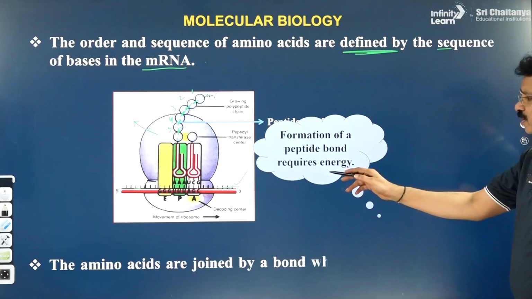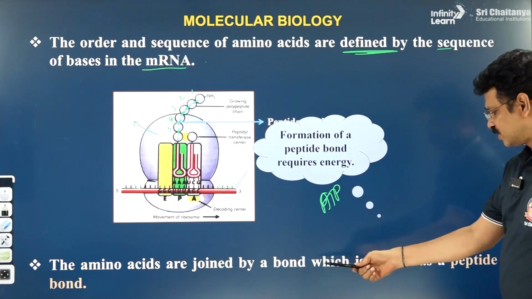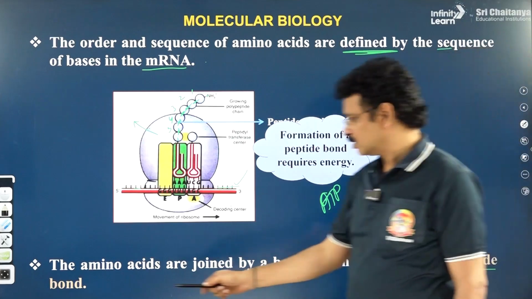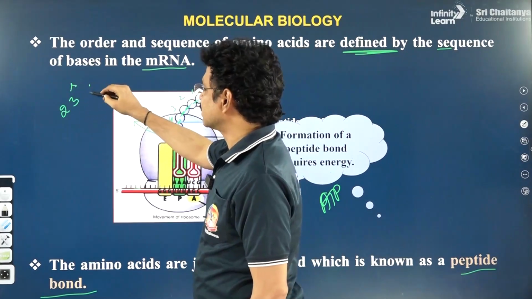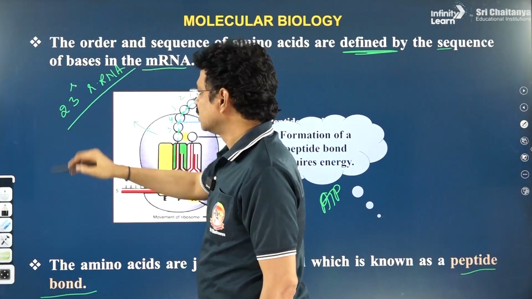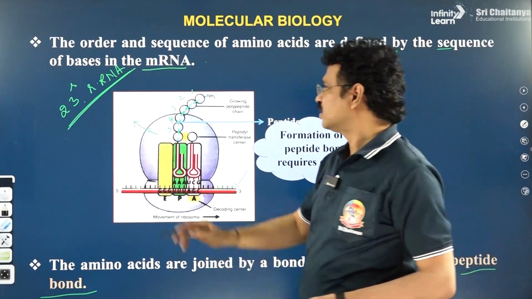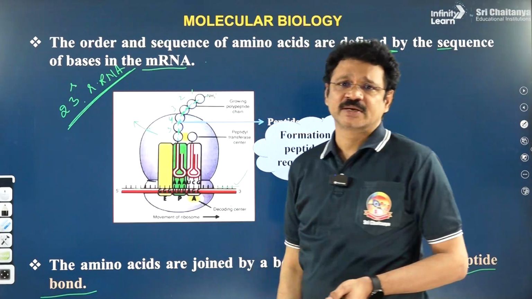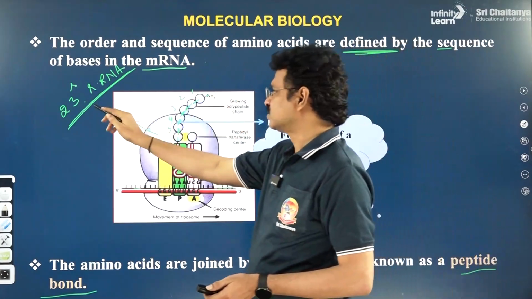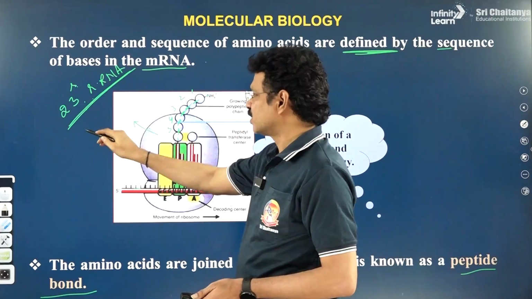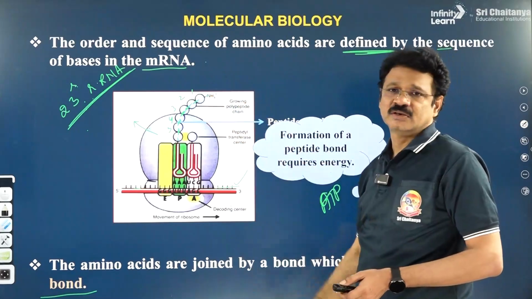Formation of a peptide bond requires energy also. A source of energy is ATP molecules. The amino acids are joined by the bond known as the peptide bond. In prokaryotes, this peptide bond is catalyzed by one nucleic acid, that is the 23S type of rRNA. Except this enzyme, all remaining enzymes are chemically proteins. Only this enzyme is a nucleic acid in its chemical nature. Almost all enzymes are proteins except one, that is the 23S type of rRNA. In prokaryotes, this enzyme is responsible for formation of the peptide bond between 2 adjacent amino acids.